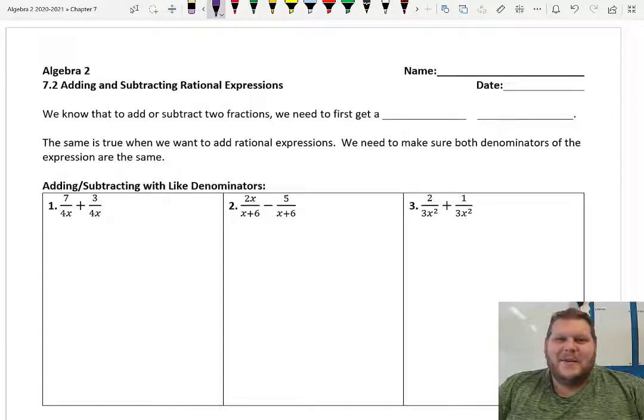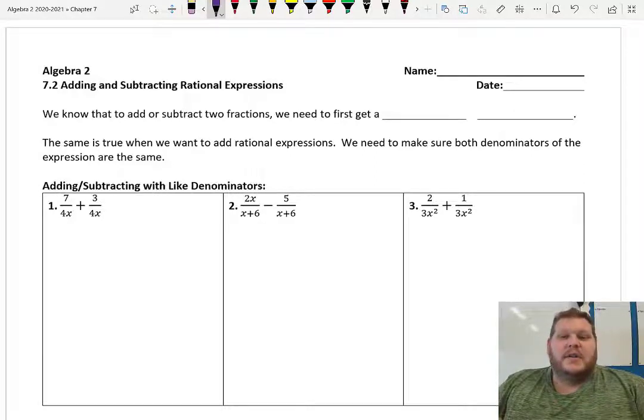Hey guys, today we are looking at 7.2's notes, which is all about adding and subtracting rational expressions. So yesterday's section, 7.1, is all about multiplying and dividing. We looked at simplifying as well. So today we're working on those third and fourth operations with adding and subtracting rationals together.